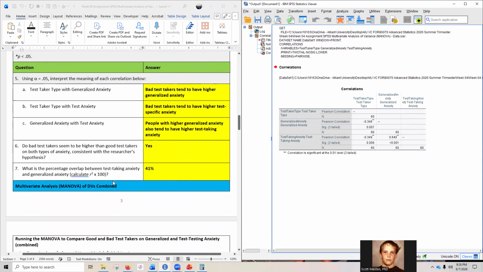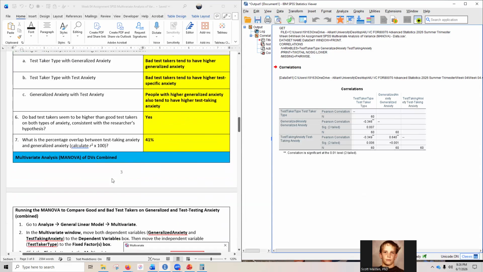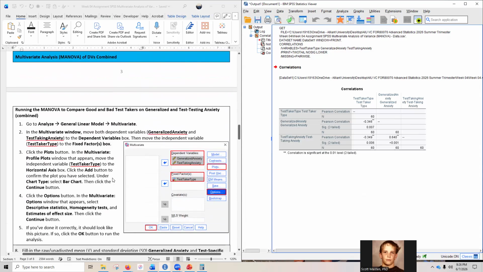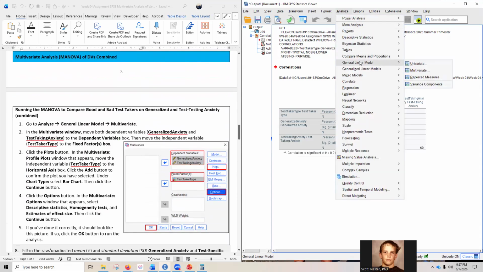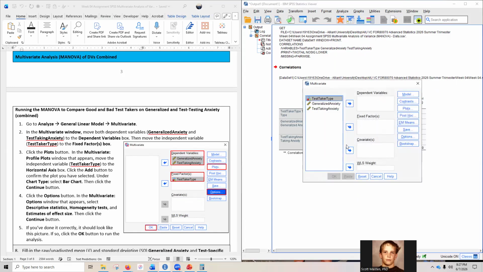All right, so we've established that those DVs are correlated. Let's go forward and do our actual multivariate analysis of variance. So that's under Analyze, General Linear Model, Multivariate. Our dependent variables, in this case, we have 2 of them, generalized anxiety and test-taking anxiety. Fixed factor is the name for independent variable in this analysis, so we'll click test taker type under there.